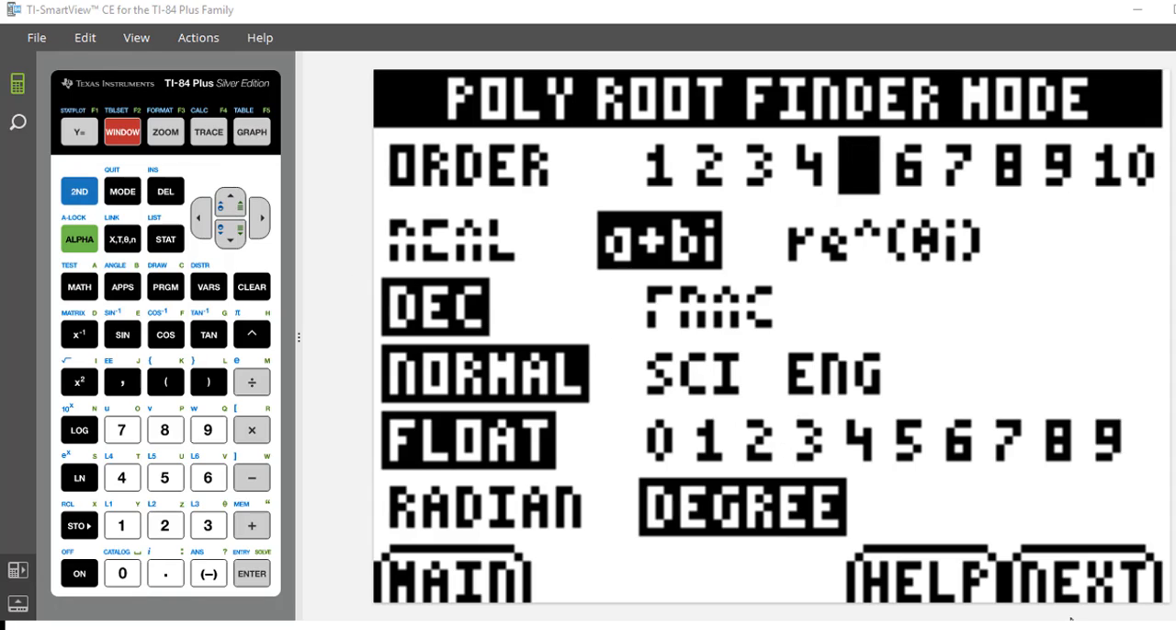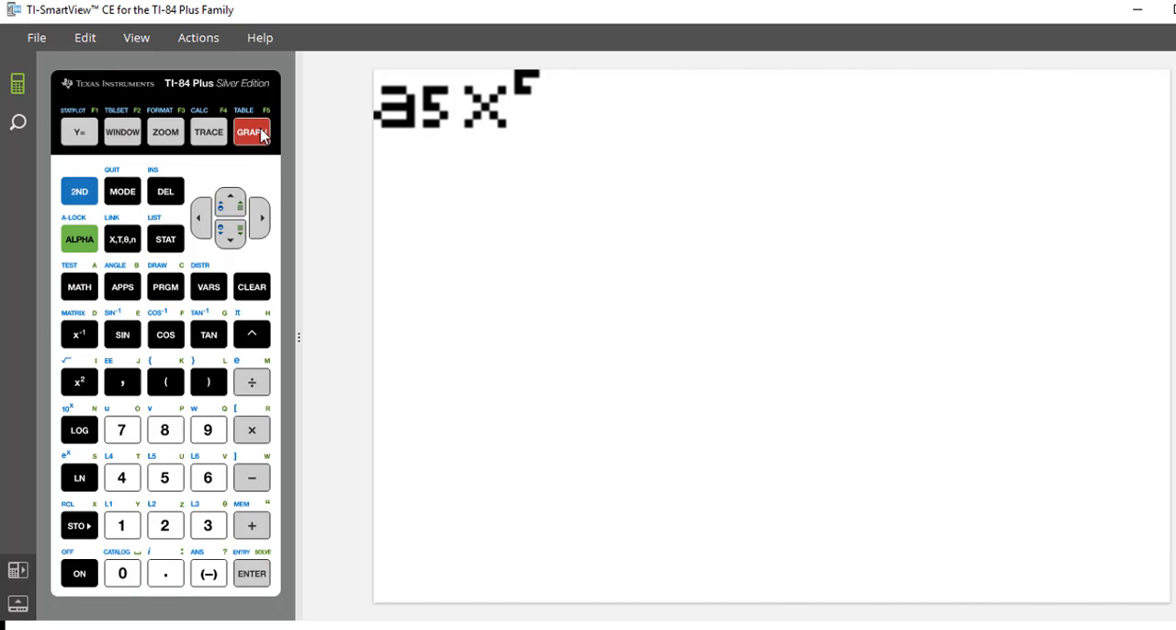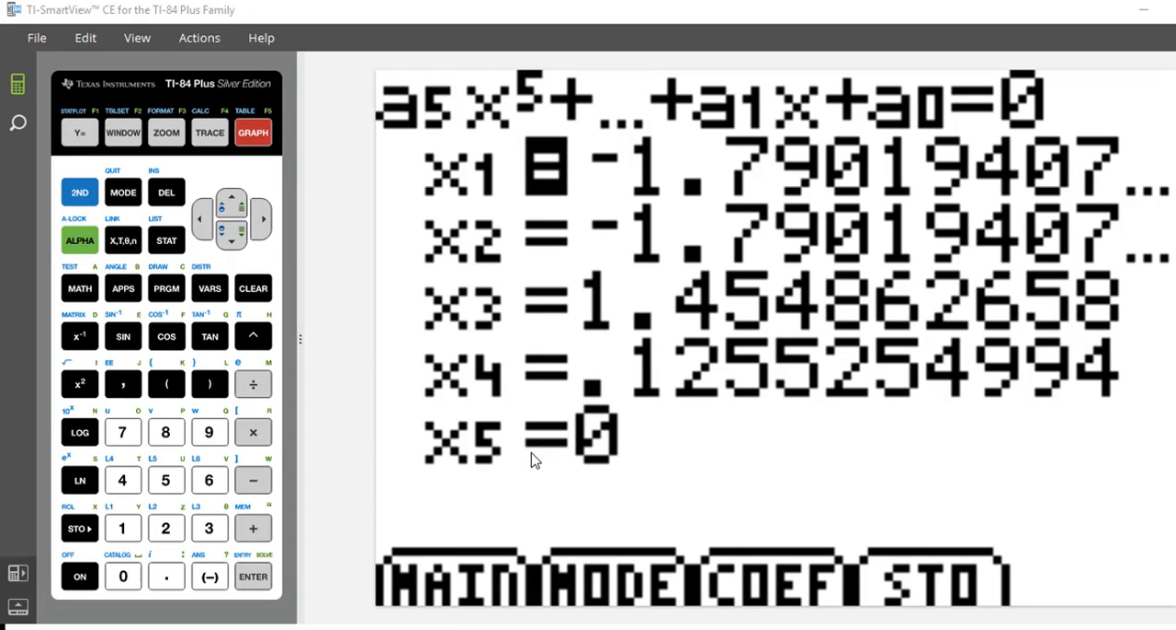We go to next. So basically, I will press this graph button. Then you put the 1 and 0 because we don't have x to the third power in the polynomial. And we don't have a constant number. Therefore, you have to put this a0 as 0. Then I go to solve. Now you can see all the solutions.